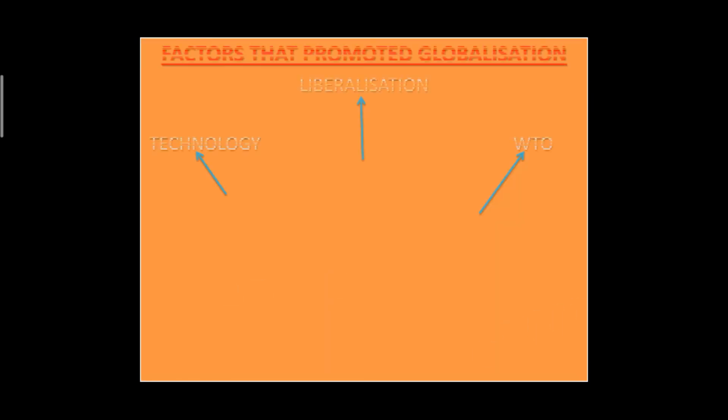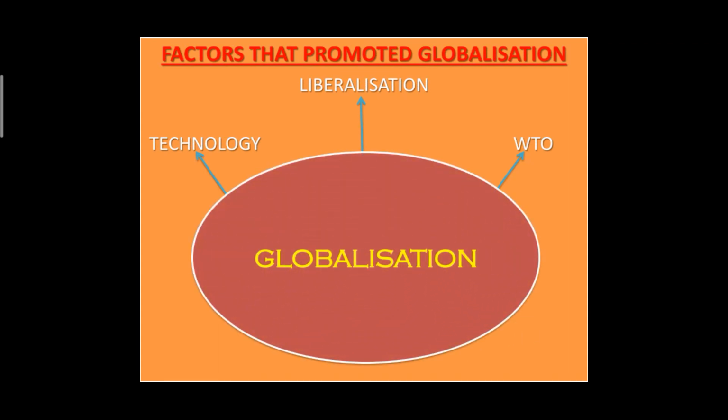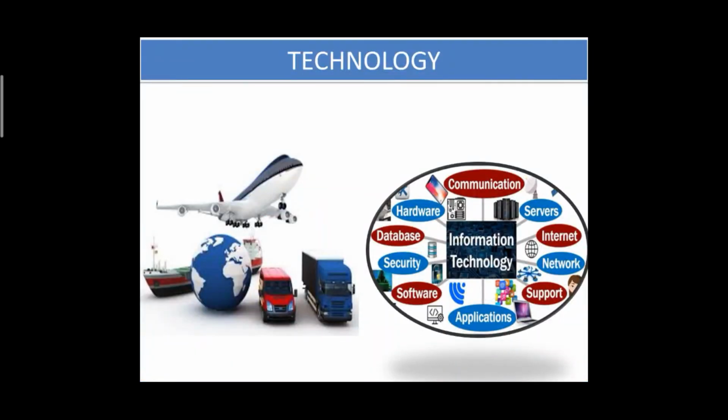So what are the factors that have promoted globalization? The first factor is technology, which has promoted globalization. The other two topics, liberalization and the World Trade Organization, we will see in the next video. So for now, let's focus on technology as the factor that has enabled globalization.